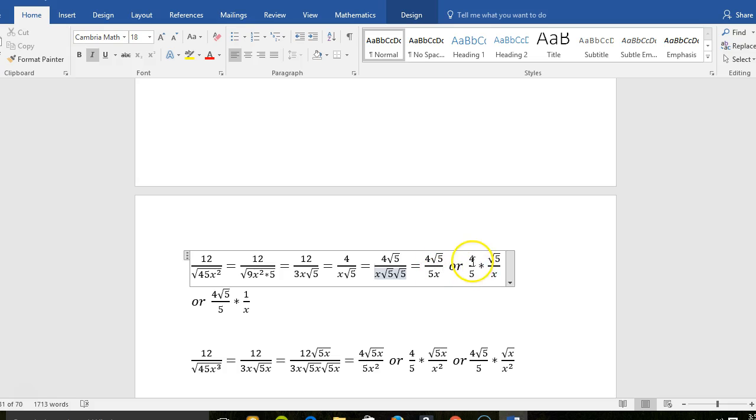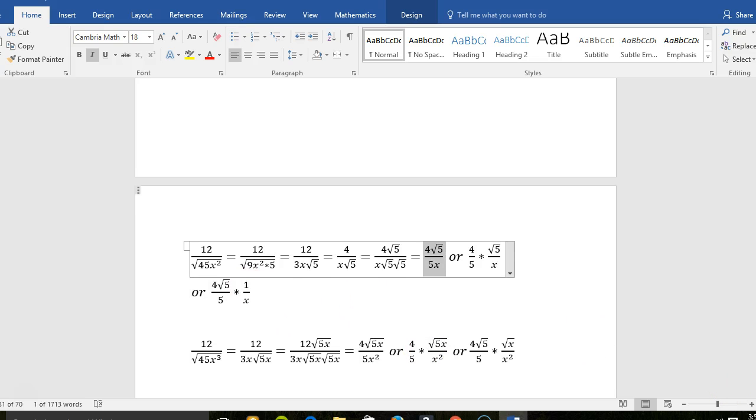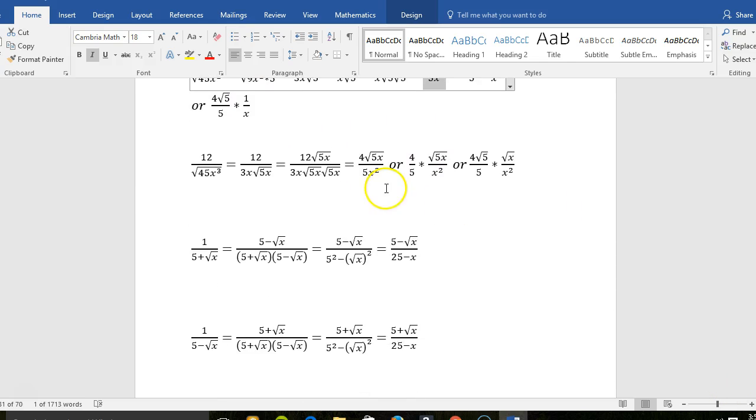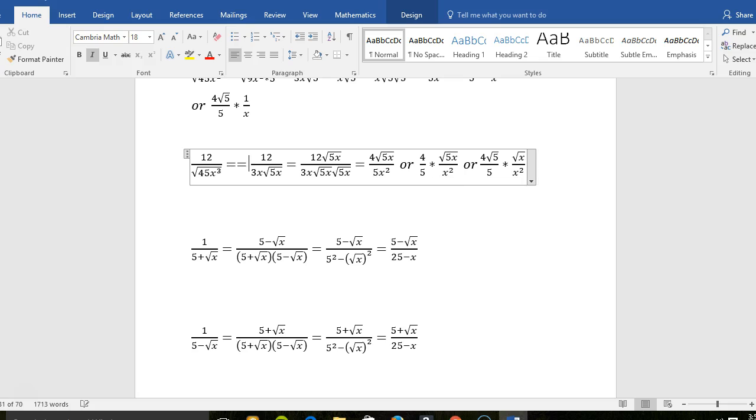I would leave it like this. You can type it like 4/5 times rad 5 over x, or you could more neatly do 4 rad 5 over 5 times 1 over x. But I would just leave it like this, okay? It's just cleaner and neater to look at.